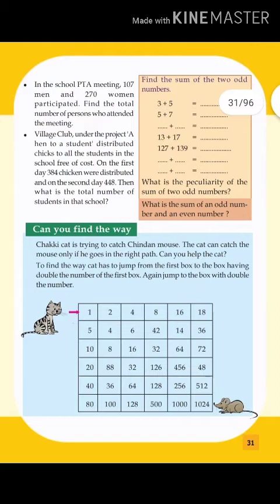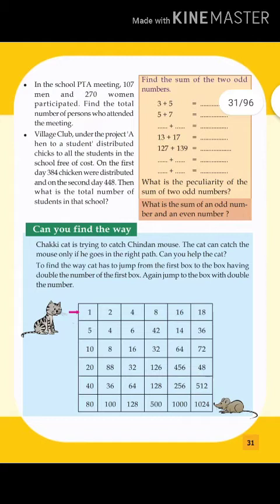What is the peculiarity of the sum of two consecutive numbers? You look at the answers. Do you have any peculiarity? Yes. The sum of two consecutive numbers is always an odd number.